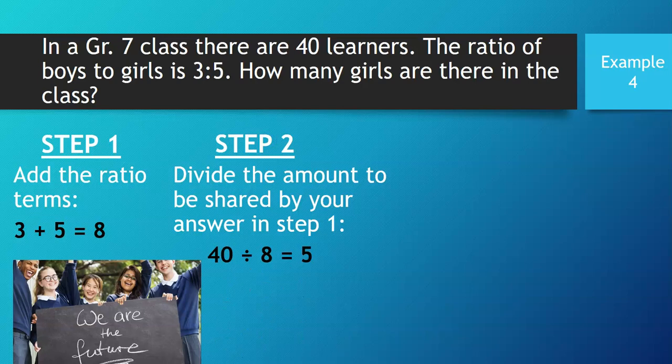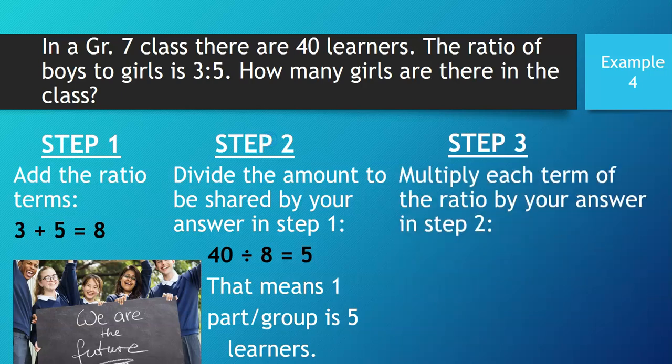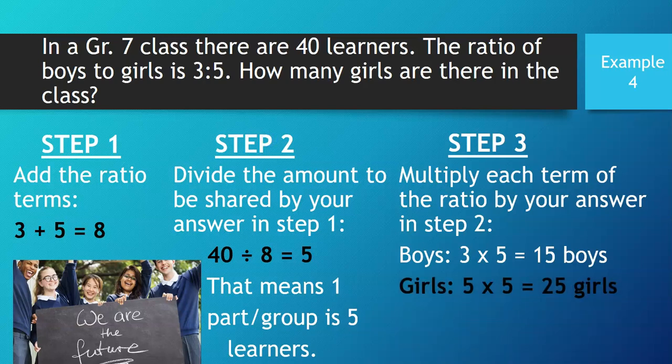Your answer you got in step 2. So if you always think, what must I divide by? Just go back to your previous step. So 40 divided by 8 is 5. That means one part is 5. One group is 5 learners. The last step, now, they're only asking how many girls. So how many girls are there? There are 5 groups. So we're going to say the girls 5 times 5. You don't need to work out the boys, but you can if you want to just double check your answer. The boys was 3 times 5, which is 15. The girls, which is what they're asking, is 5 times 5, which is 25 girls. And then we check 15 plus 25, and you'll get 40 learners.